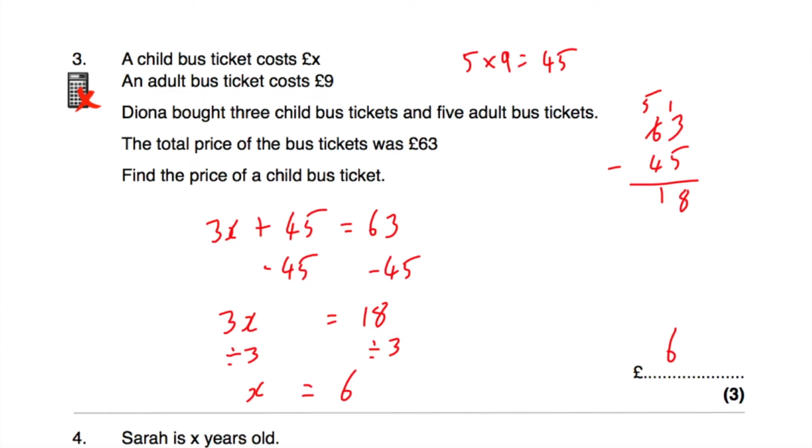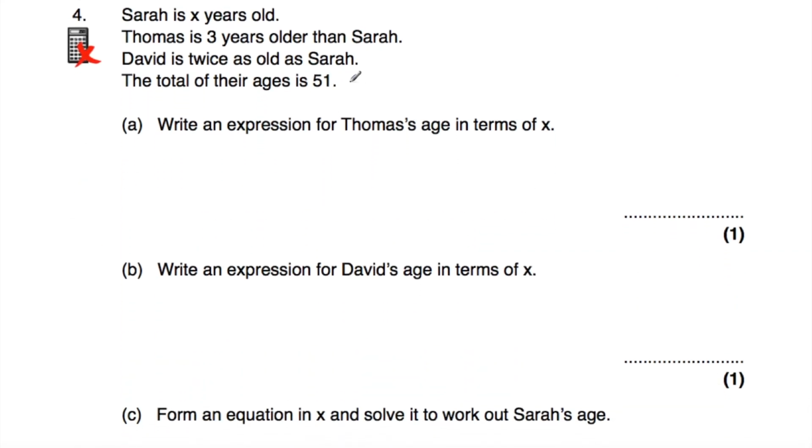Okay, let's look at our next question, question number 4. So question number 4, we're told that Sarah is x years old, and that Thomas is 3 years older than Sarah. And then we're told that David is twice as old as Sarah, and the total of their ages, or the sum of their ages, is 51. And then part A says, write an expression for Thomas's age in terms of x.